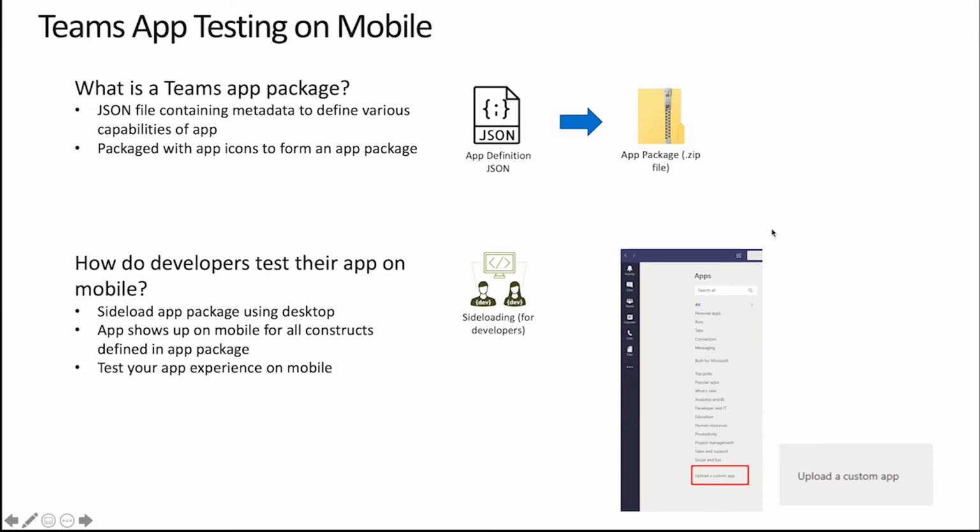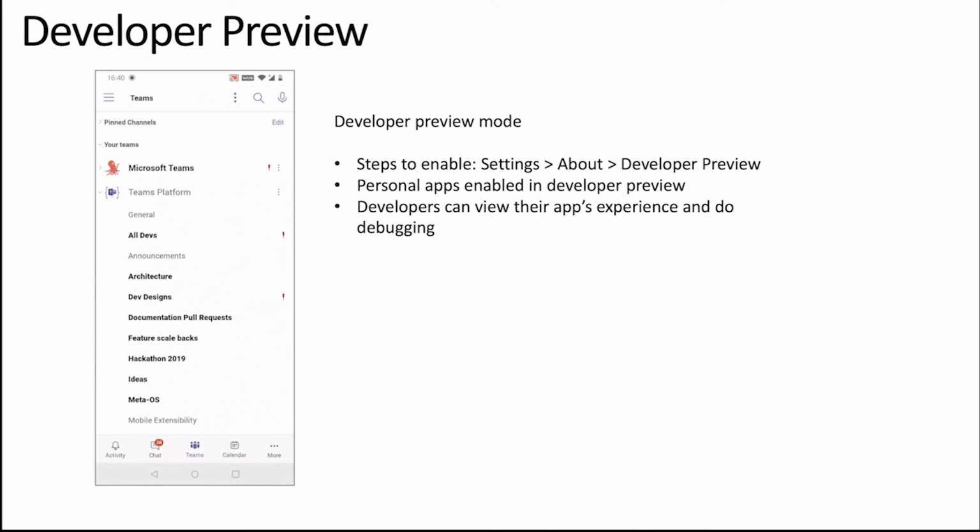So moving back to where we left off, we talked about how we do testing out here, how we sideload the package, and how we verify it. Next thing is the developer preview. Whenever you are sideloading an application, you need to make sure that you are in dev preview to instantly verify your application on your mobile client or on a desktop client. How do you do that? You go to the settings page, you go to the about page, you do a dev preview, and then basically you can go ahead and enable that.